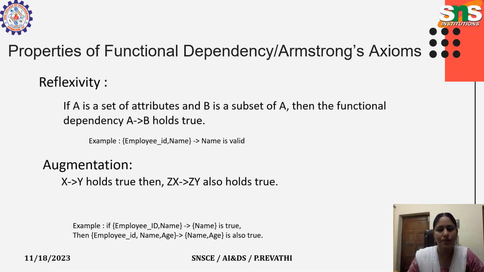If a functional dependency A determines B holds true, then appending any number of attributes to both sides of the dependency does not affect the dependency. It remains true. If X determines Y holds true, then ZX determines ZY also holds true.